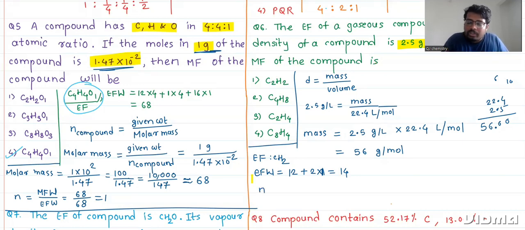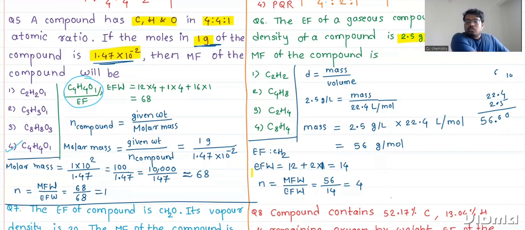Okay, now let us find the value of n. n is nothing but molecular formula weight divided by empirical formula weight. So what is the molecular formula weight? Molecular formula weight is equal to 56 and empirical formula weight is equal to 14. Okay, so 14 fours are 56. So the value of n is equal to 4.